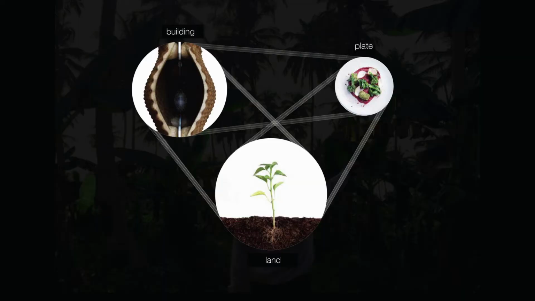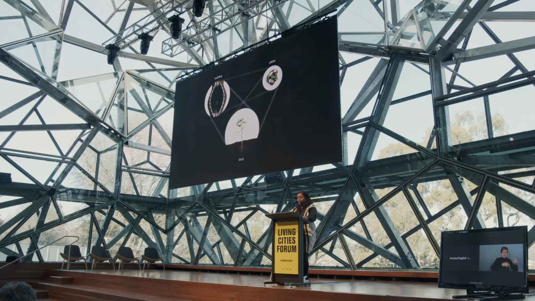So I want to talk about three material flows between the building, the land, and our plate, and look at them as sites for reinvention, as well as for investigating new roles of the architect, the designer, to engage productively with this network of stakeholders that are trying to address circularity in our inherited capitalistic system.